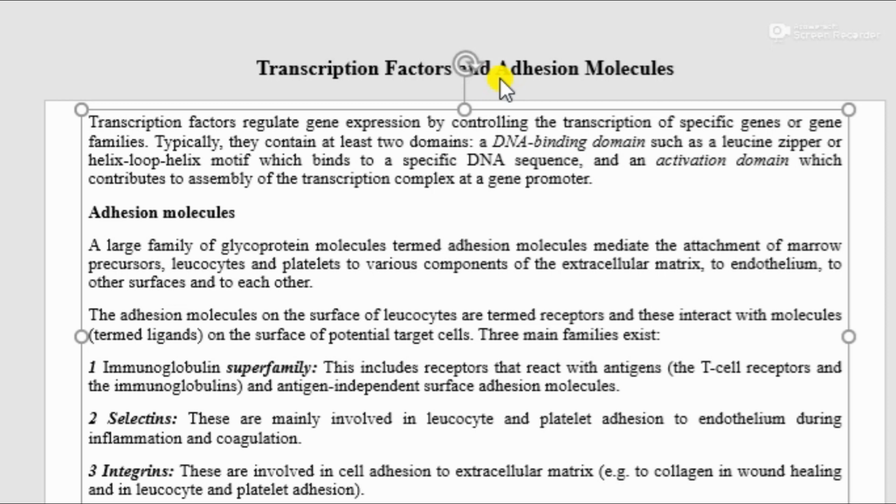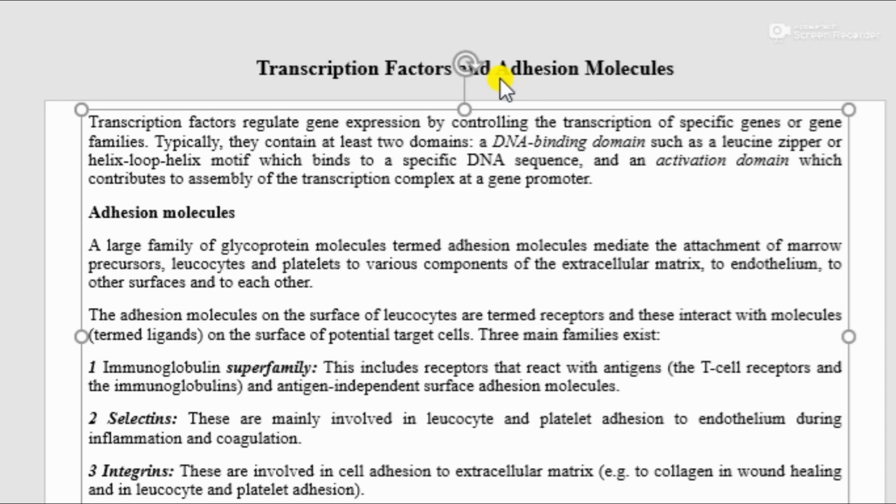Selectins are involved in leukocyte and platelet adhesion. Why leukocyte and platelet adhesion? Because platelets are completely different from the other hemopoietic components. These are cell fragments, not complete cells, but they play a very special part in clotting the blood, in blocking the blood leakage from the vessels, and then the leukocytes go there to perform their immune function, to clear the debris, to make the scar there, and heal the vessel. So the selectins are those proteins which are mainly involved in leukocyte and platelet adhesion for the inflammation and coagulation.